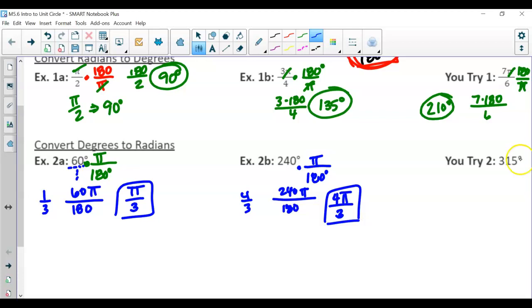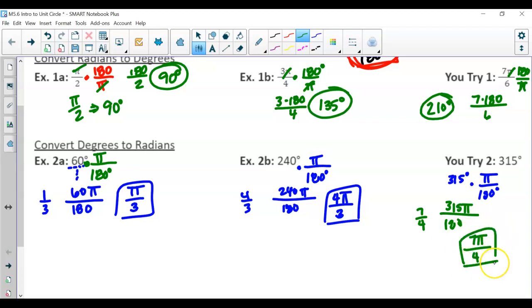And here we go. So again, you're going to multiply. So since I'm out of space here, so 315 degrees times pi to 180, so that we can cancel out the degrees here. So now simplifying, 315 pi over 180. Simplify that fraction to 7 over 4. So 315 degrees is 7 pi over 4. That is the amount in radians.